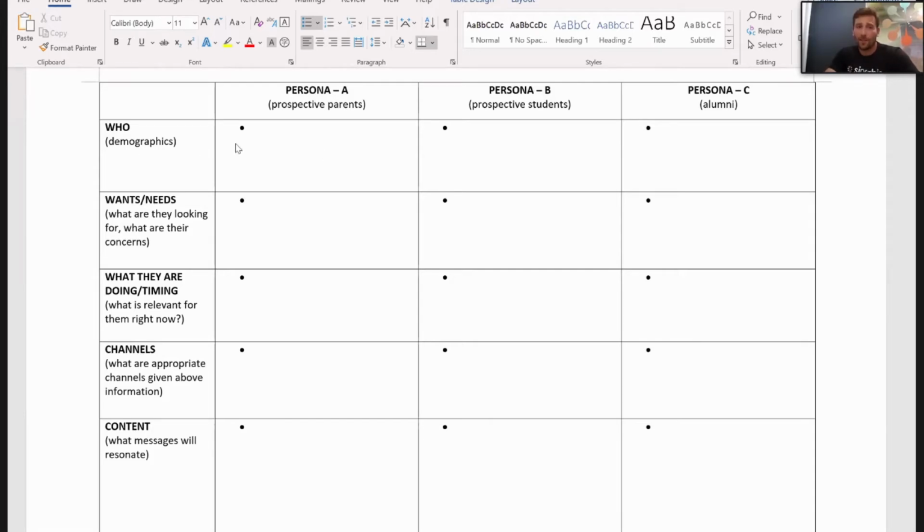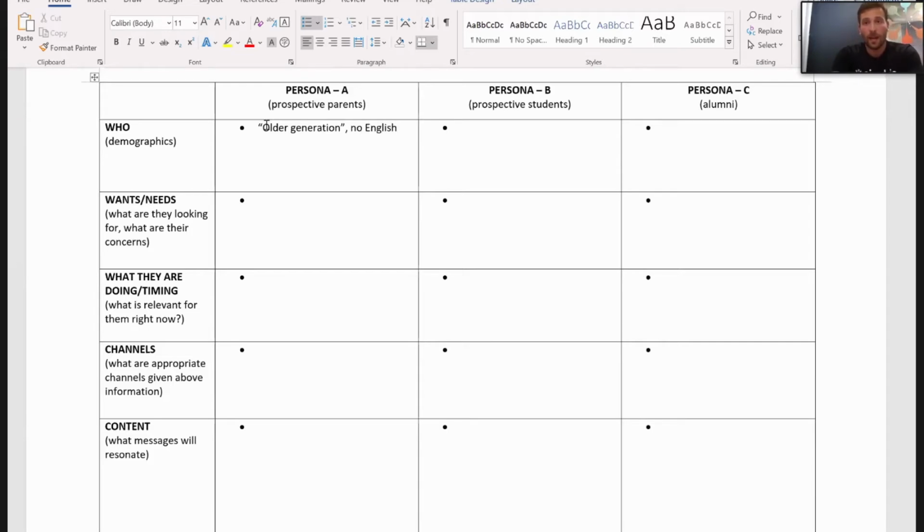So I guess we'll start here with the who when it comes to the parents. I'll type in as we go, but who are we dealing with here? Typically, we're looking at, say, an older generation. Potentially one that doesn't necessarily actually speak English that well.